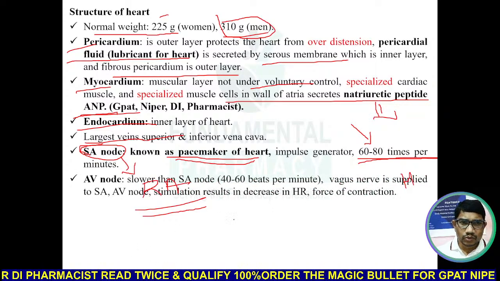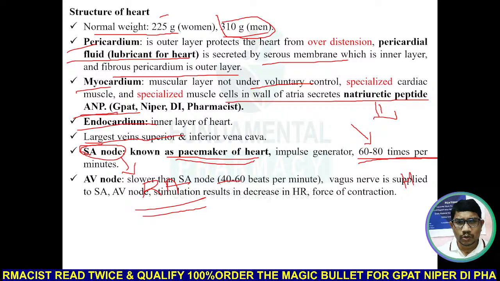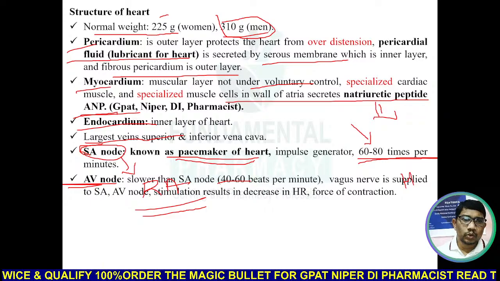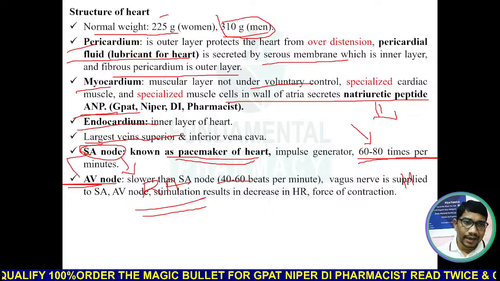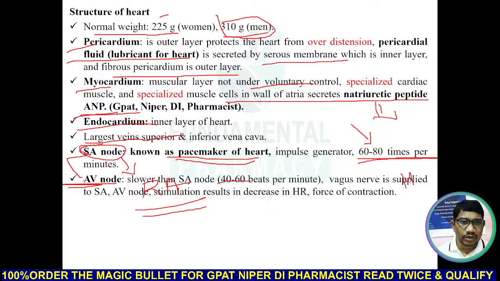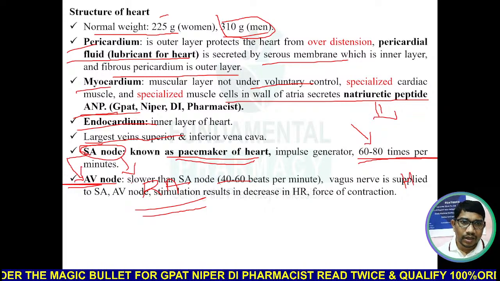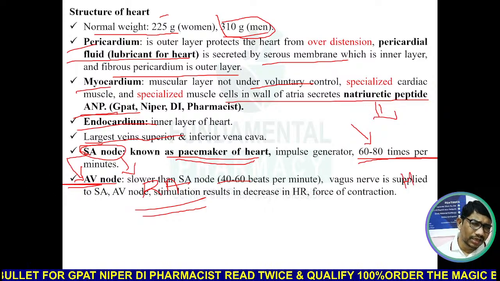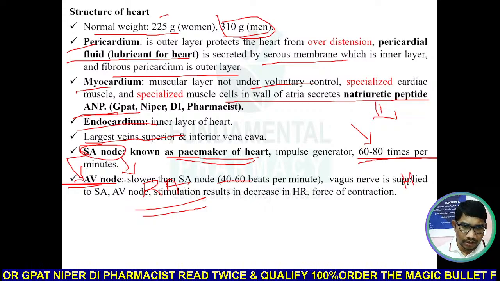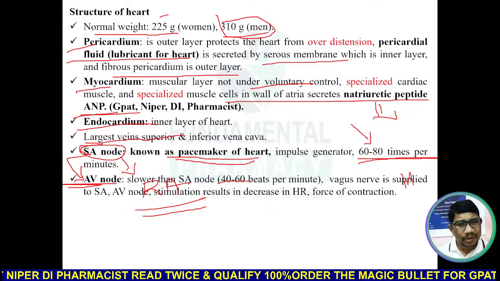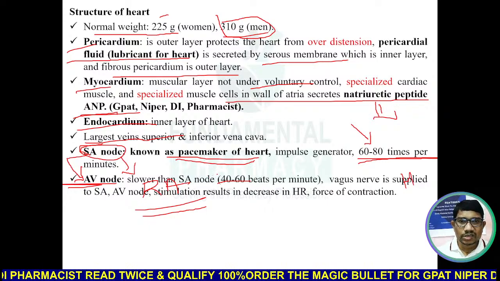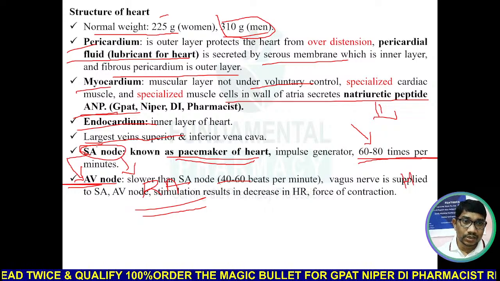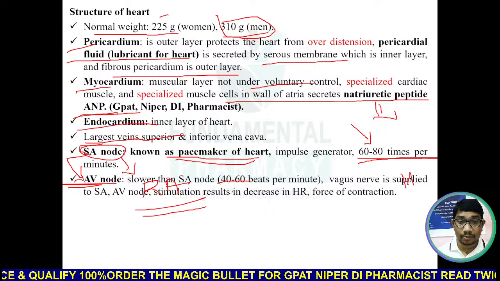Now AV node, slower than SA node, generates impulses at 40 to 60 beats per minute, and the main function of AV node is nothing but to transmit the impulse generated by SA node. SA node से जो impulse होता है उसको transmit करने का काम किसका है? AV node का, और यहाँ पे slow करता है वो impulse, है ना. Though SA node has a capacity to generate the impulse, AV node को भी capacity है, but ये 40 to 60 beats per minute, और in absence of SA node, AV node becomes pacemaker. SA node का काम नहीं चल रहा है तो AV node कर देगा.